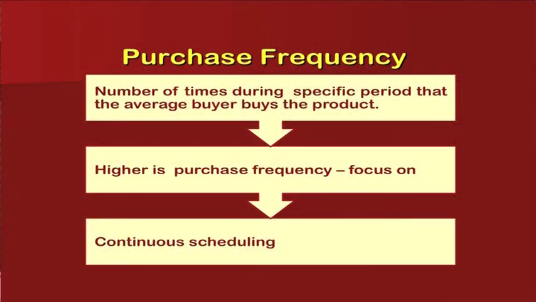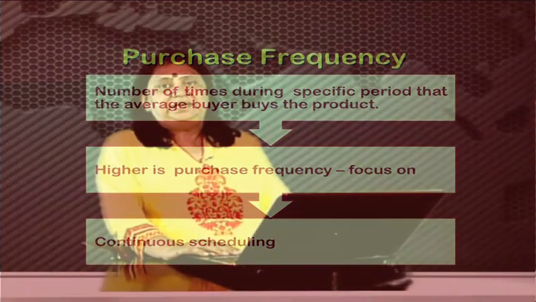Purchase frequency. Number of times during specific period that the average buyer buys the product. Higher is the purchase frequency, the focus is on continuous scheduling. If the purchase frequency for a product is high, that is if you are purchasing the product 2 times a day, that is you are consuming eatables or food items in terms of bread, in terms of milk, cold drinks or any other product which focuses on high frequency of buying. So, we need to build a scheduling which is based on continuous advertising, because the frequency of purchase is high.